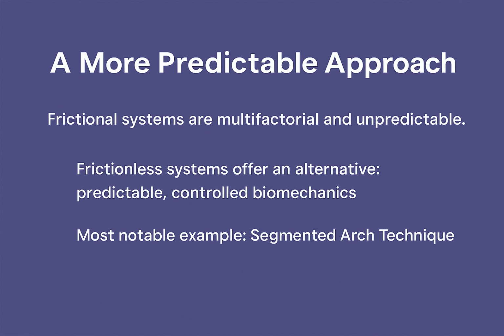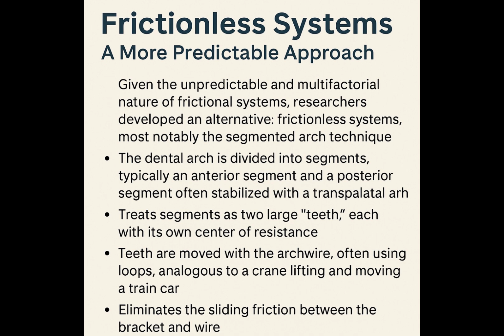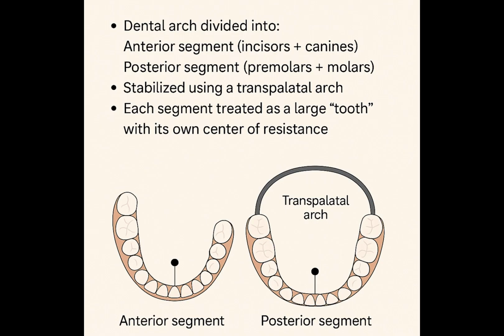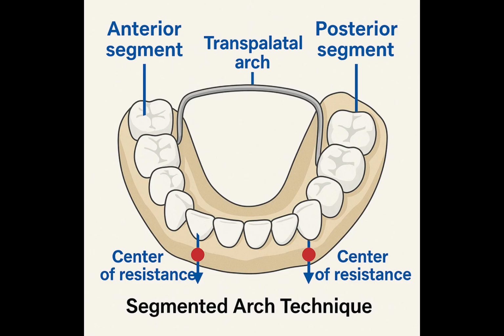A more predictable approach. Given the unpredictable and multifactorial nature of frictional systems, researchers developed an alternative, frictionless systems, most notably the segmented arch technique. This approach aims to create a more predictable and controllable force system. In the segmented arch technique, the dental arch is divided into segments, typically an anterior segment, incisors and canines, and a posterior segment, premolars and molars, often stabilized with a transpalatal arch. These segments are treated as two large teeth, each with its own center of resistance. This simplifies the biomechanics, converting complex tooth movements into a more manageable two-body problem.